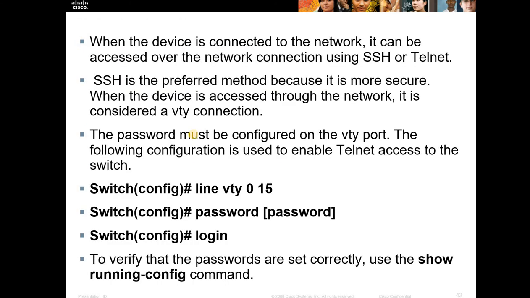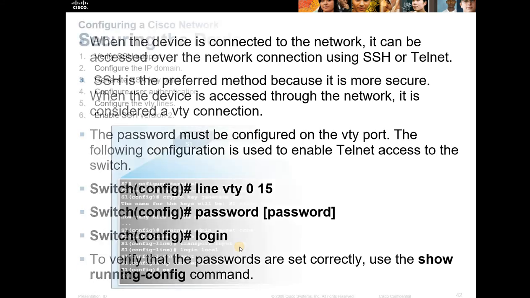When the device is connected to a network, it can be accessed over the network connection using SSH or Telnet. SSH is the preferred method because it is more secure when the device is accessed through the network. It is considered a VTY connection. The password must be configured on the VTY port. The following configuration is used to enable Telnet access to the switch. Line VTY 0 to 15, and I want to give the password here. Password, any, Cisco or class. Login. To verify the password is set correctly, use the show running-config command.